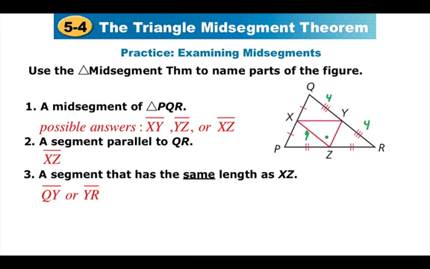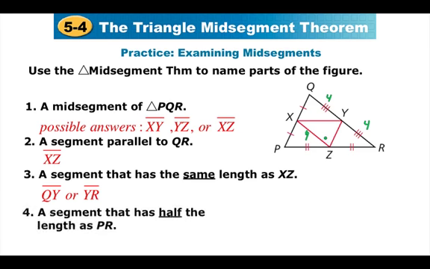Let's move on to number 4. A segment that has half the length of PR. Here's PR. I want a segment that has half this length, so it's going to have to be the mid-segment of PR, which is XY. If this is, I'll just pick a random number, 20, you know that this is equal to 10.